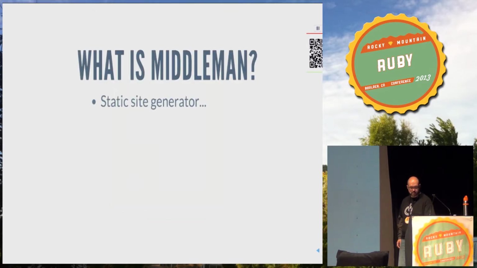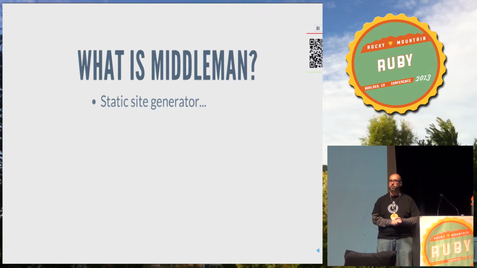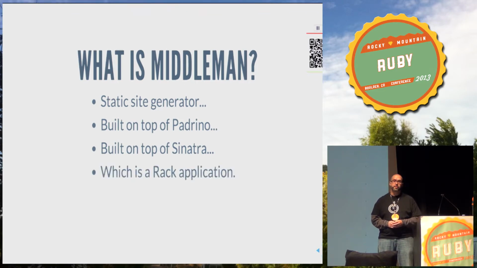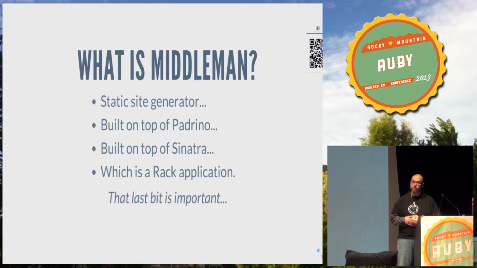So what is Middleman? It's a static site generator. There's a few of those around. If you are part of the GitHub community, you probably know about GitHub Pages and Jekyll, Octopress, and so on. But the nice thing here is Middleman is built on top of Padrino, which is kind of a sibling of Rails. It takes Sinatra and puts together some data access, some view layers, and integrates it nicely. The great thing about Sinatra is it's a Rack application, which has some great implications, and we'll talk about some of those through the talk.